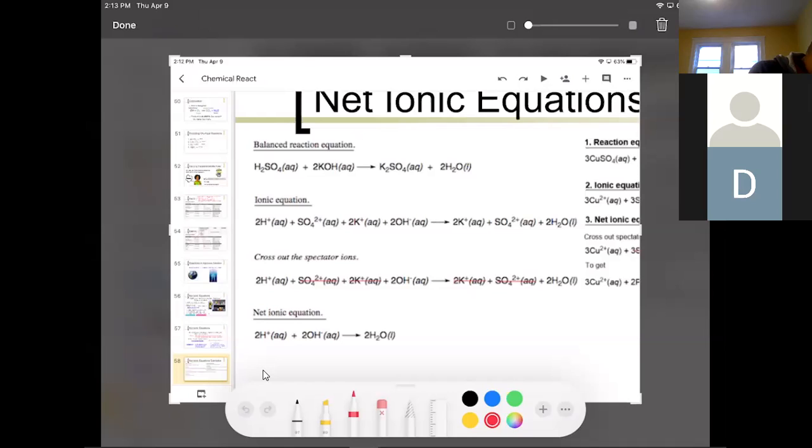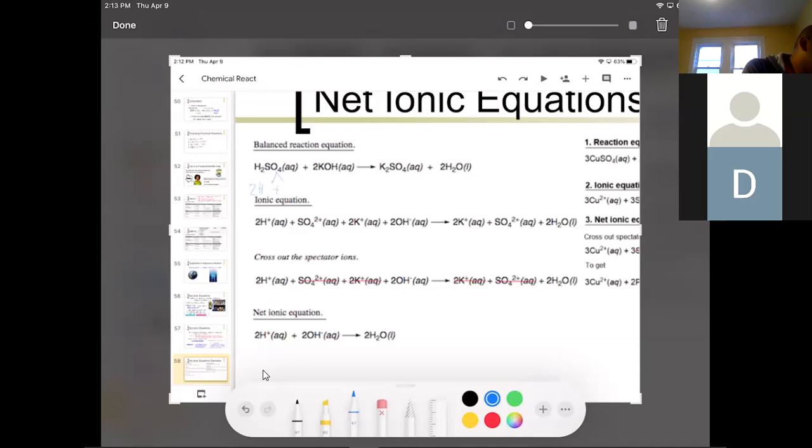Because it's aq, it's going to split in half. So anytime you see aq, it's going to split up into two. And so here I have an H, and it's important to note that I don't just have one H, I have two H's. Then plus, you want to keep your polyatomic ions together, so it's going to be H plus SO4.